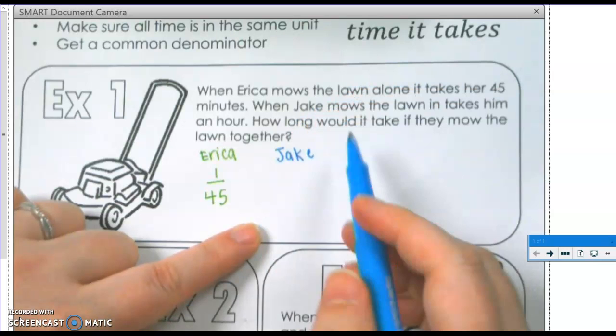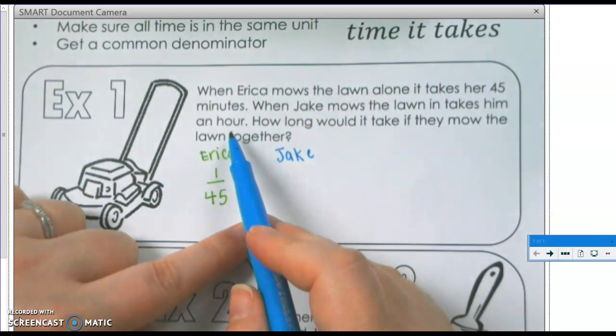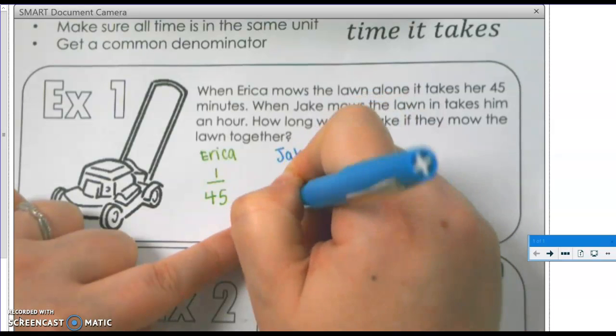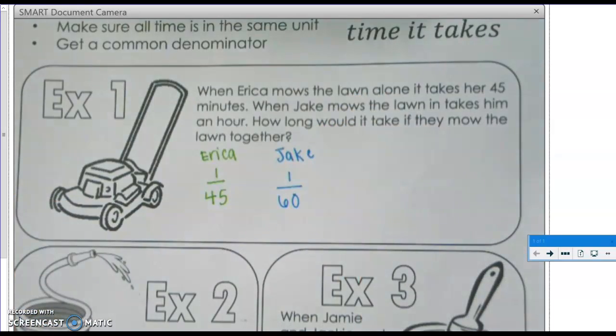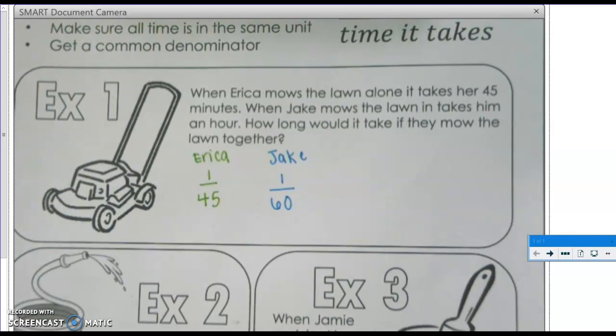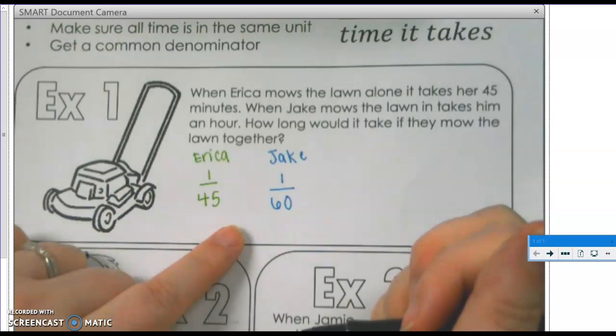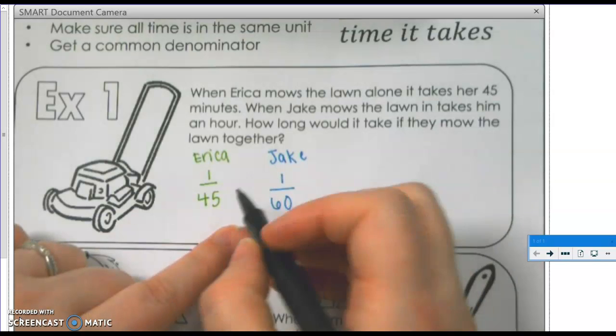rate. Just be careful because it says it takes him an hour. We need to make sure they're in the same unit. So an hour is 60 minutes. So Jake can mow one lawn in 60 minutes. Now they're doing this together. So think about what operation usually implies that things are being put together.